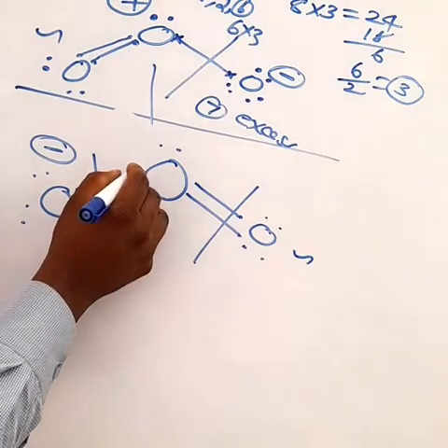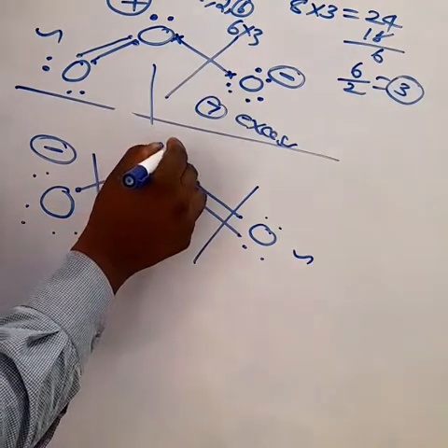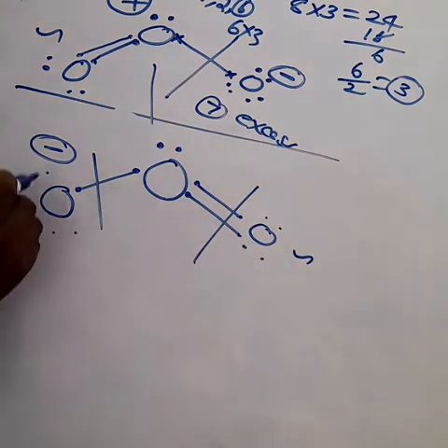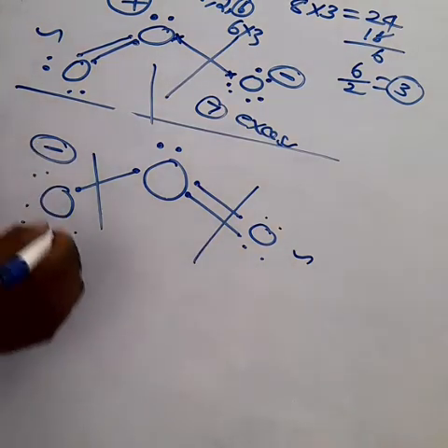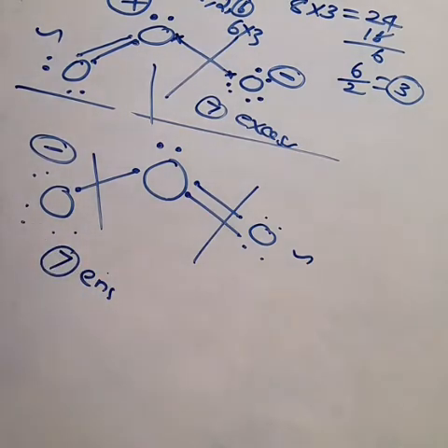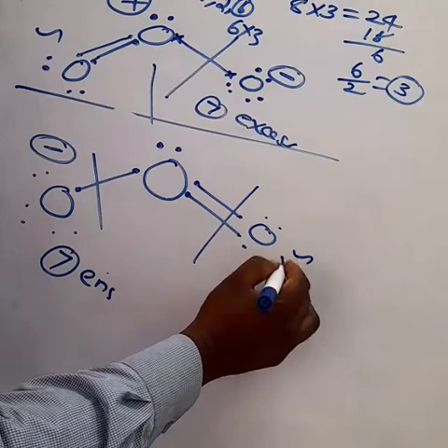Single bond oxygen here, when you are counting, valence electrons is 7: 1, 2, 3, 4, 5, 6, 7. So negative charge. What about the upside oxygen? 1, 2, 3, 4 pairs. What about this oxygen? 1, 2, 3, 4, 5, 6. So everything is over.